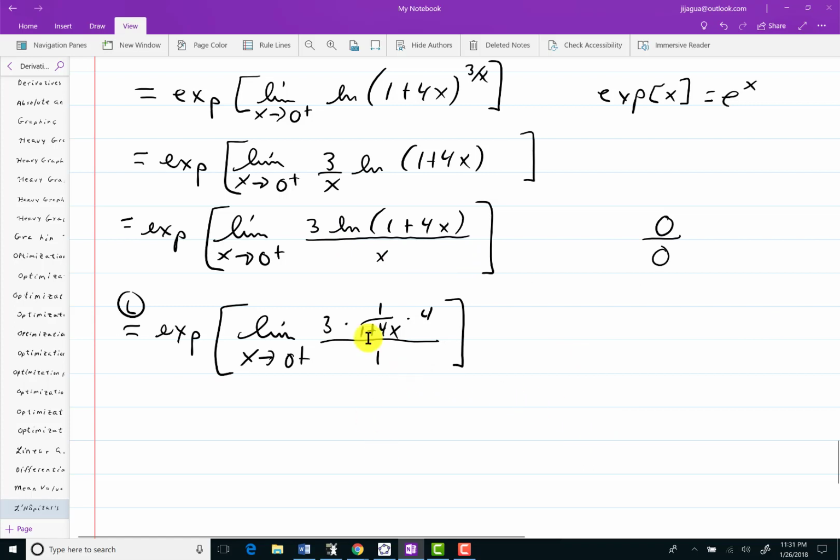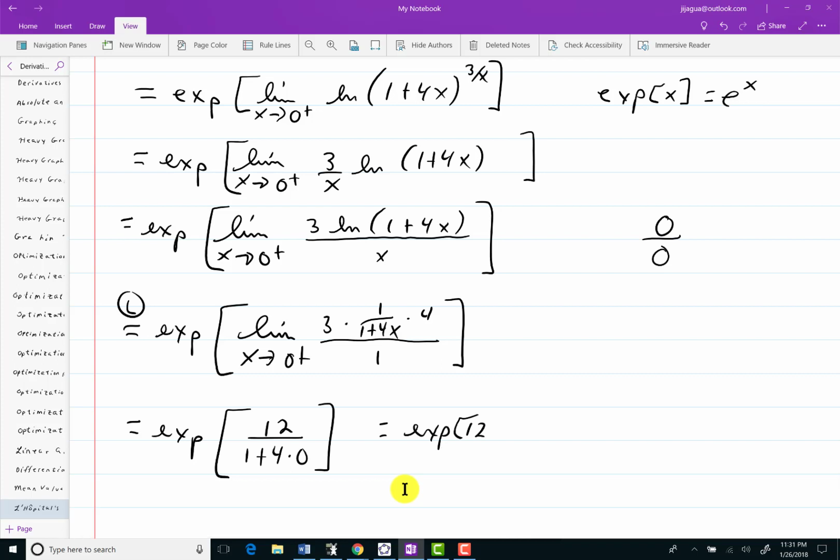It's just 1. And at this stage, I would see if I can just plug the x equals 0 in. So I'm going to have 3 times that times 4. I'm going to put that as 12 over 1 plus 4 times 0. So that equals exp 12, which is e to the 12th power.